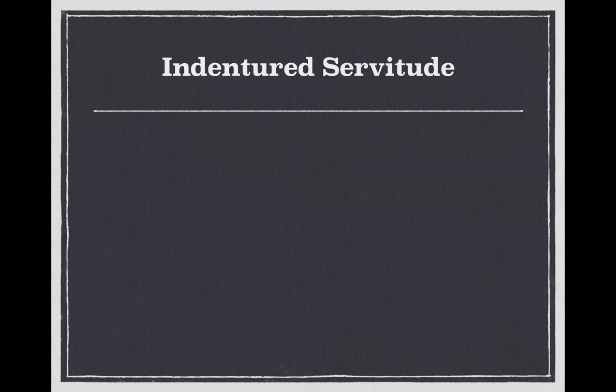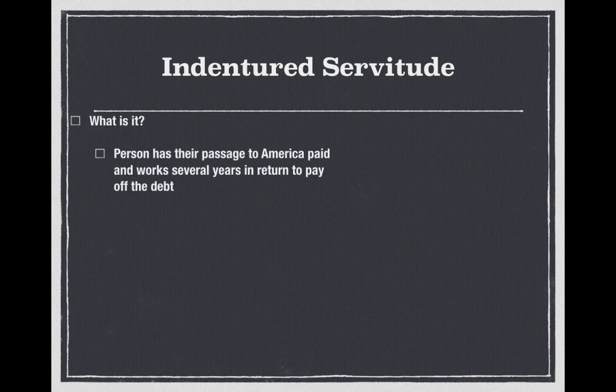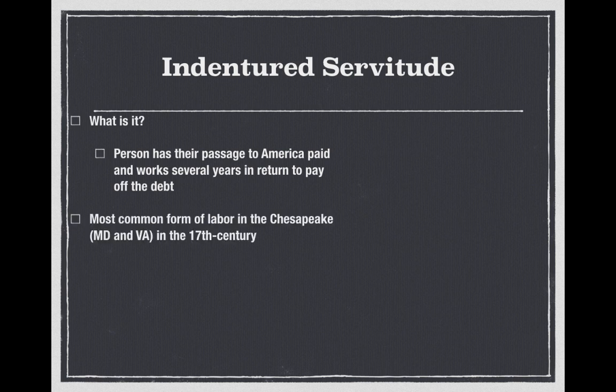So let's start off by identifying and understanding what indentured servitude is. And this is when a person, usually a male, from Europe has their passage to America paid, and they work for several years in return to pay off the debt. So if you are a poor farmer living in England and you want to emigrate to America but you can't afford it, somebody would pay for you to come over and you would work for them from anywhere from 4 to 7 years.